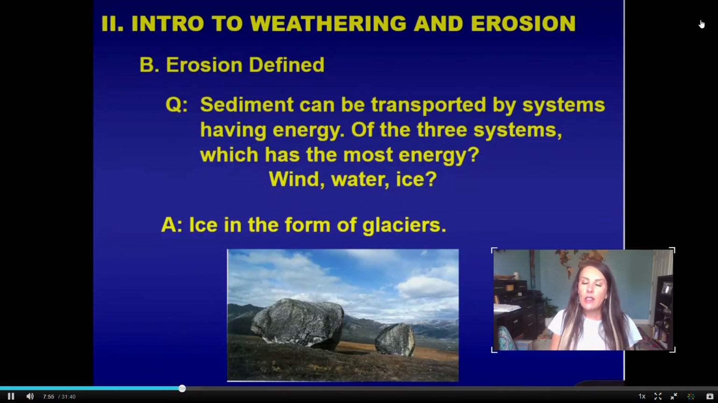Sometimes that's challenging to do because there are always exceptions. So if you have a major flooding event, for example, or if you have a hurricane that brings a lot of wind. But considering all things equal, we would say that ice has the most stored energy. And so you're thinking about ice moving from high gradient down to low gradient. It's carving a valley. There's a U-shaped valley that will be there long after the glacier has melted.